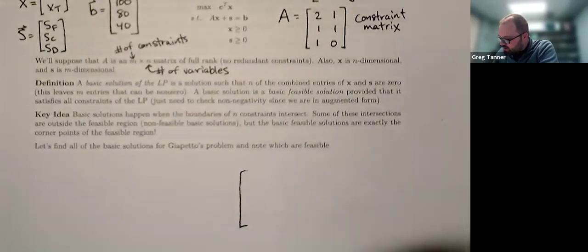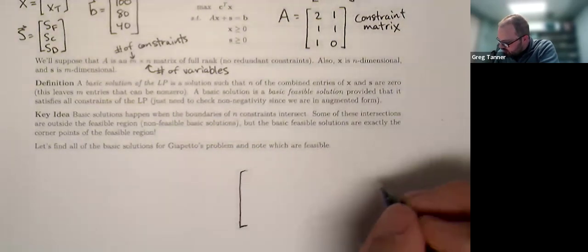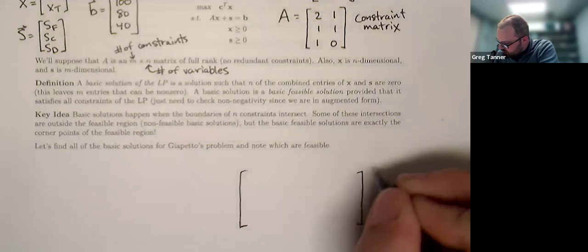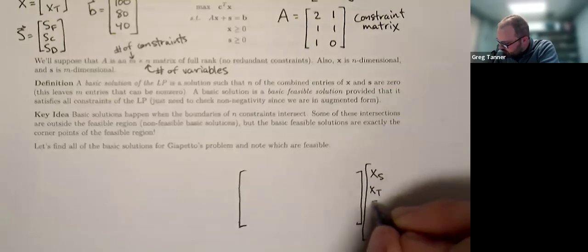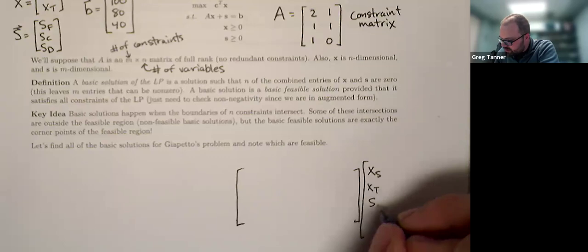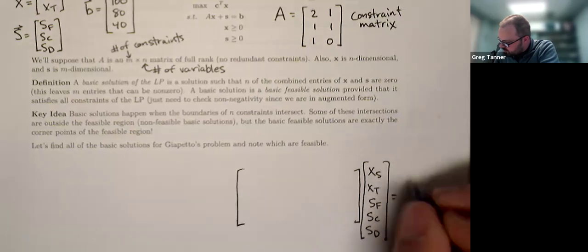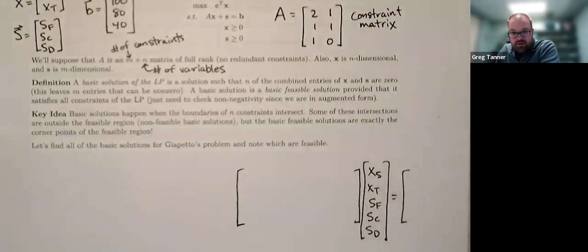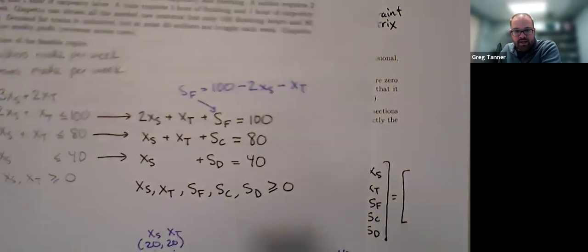I'll pull it up over here. So first in here, we're going to think about this matrix as we combine our 2 vectors together. So we're going to have xs, xt, but then we're also going to combine our slack variables in here: slack f, slack c, and slack d, equals our right-hand side.